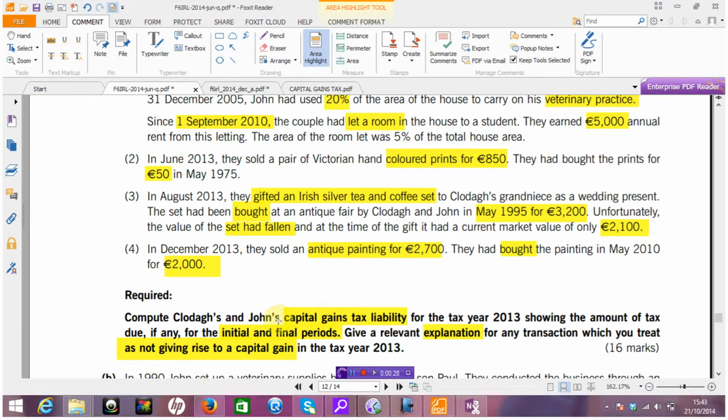So if we look at the requirements first, we have Clodagh and John, and we're asked to calculate their capital gains tax liability for 2013 for the initial and final periods. We're also asked to give any sort of explanation that we can for any of the items above that do not give rise to a capital gains tax liability for the year.